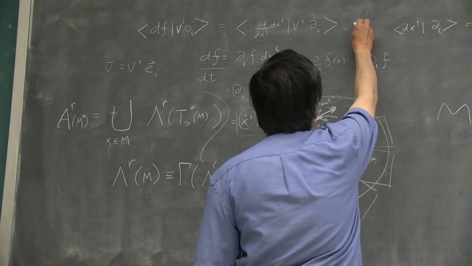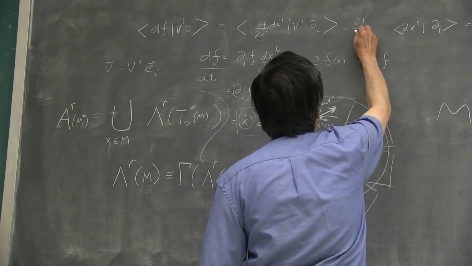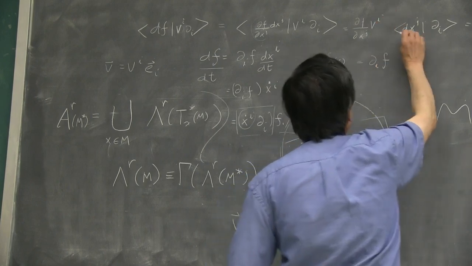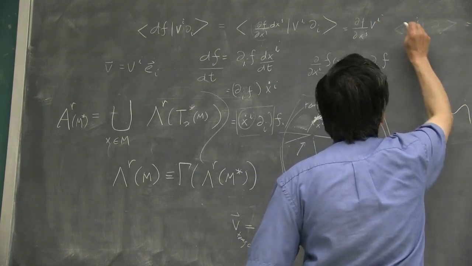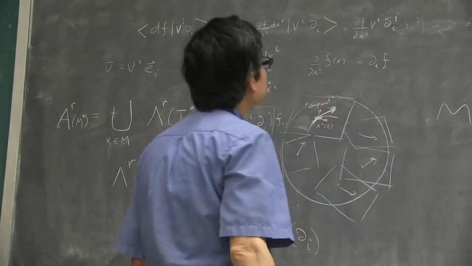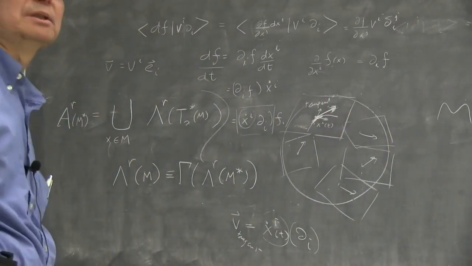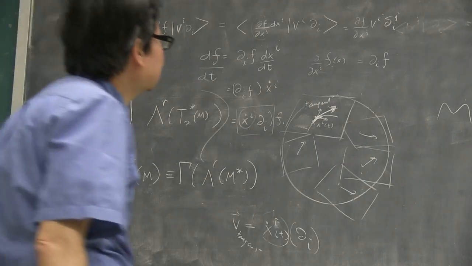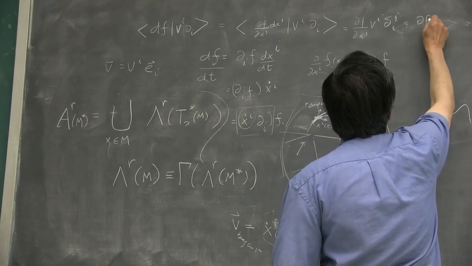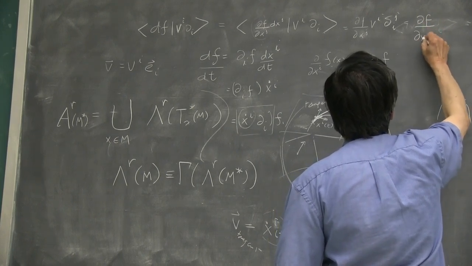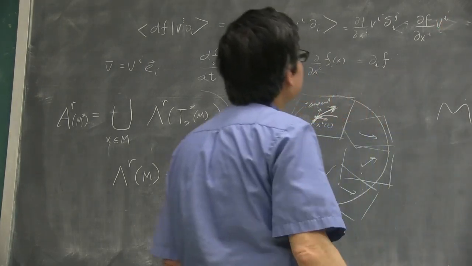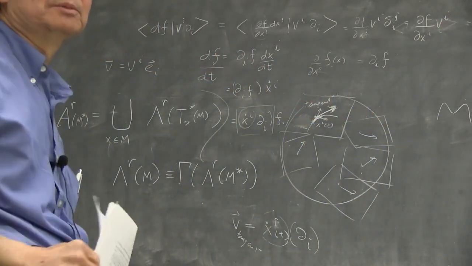And this would become df dxj times vi, and then multiplied by precisely this delta ji. But both i and j are to be summed over, okay? Let's say you sum over the j, then this immediately produces df dxi vi, like so, which is a number, okay?